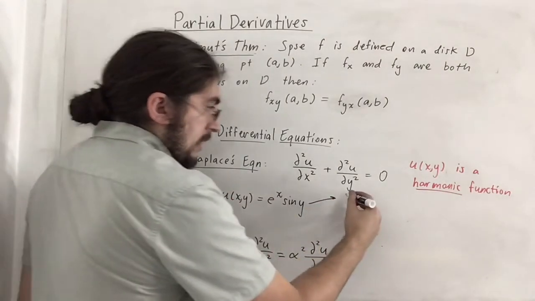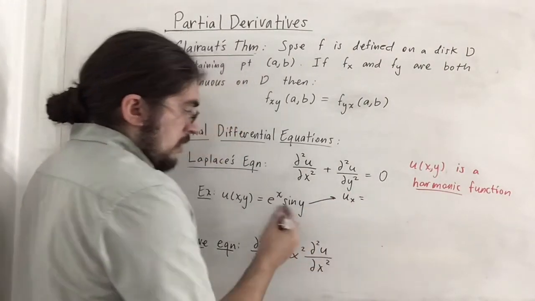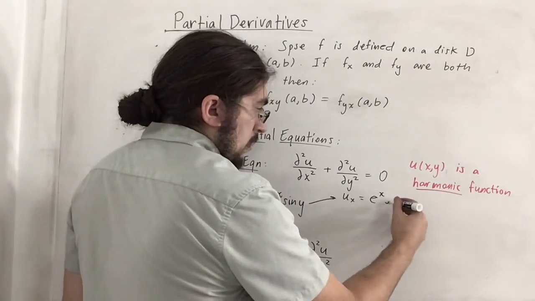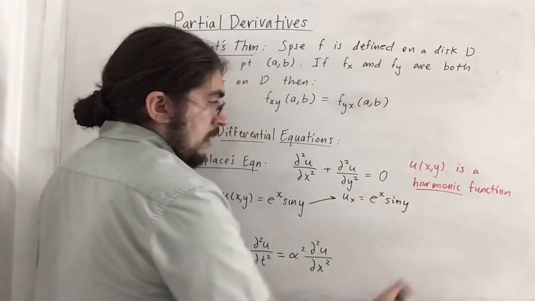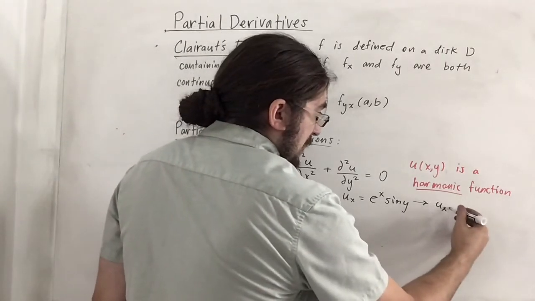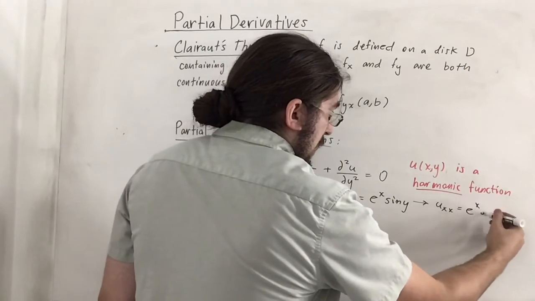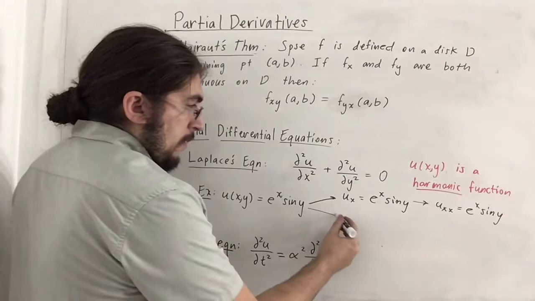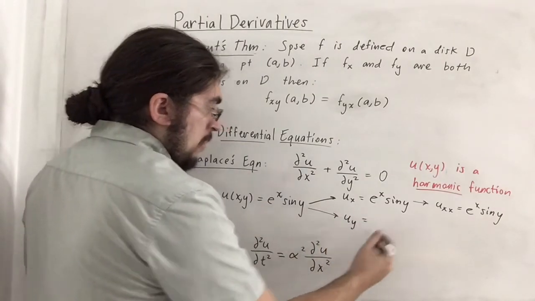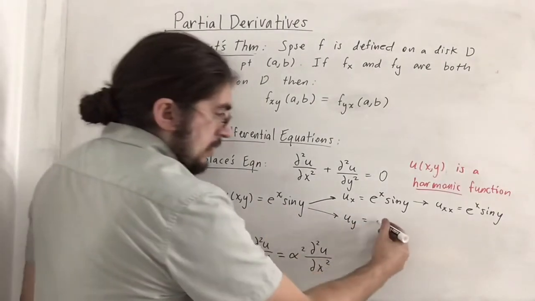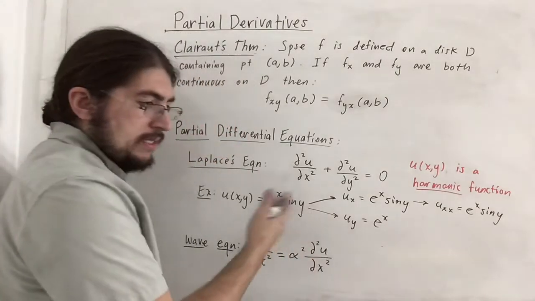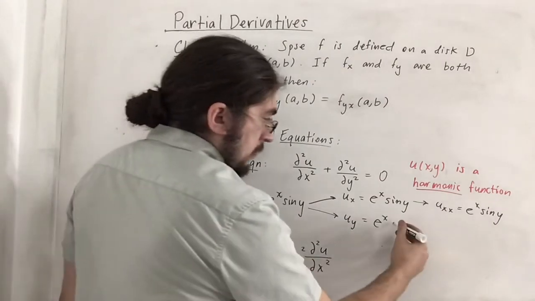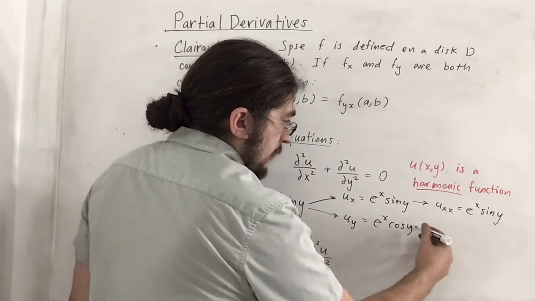So let's take uxx. So ux is going to be the derivative of e to the x, itself. Sine of y is a constant with respect to x. So then that means uxx is again e to the x sine of y. So that wasn't too bad. But what about uyy? Well, uy, here e to the x is a constant, so that comes out for free because it's a constant multiple. The derivative of sine of y is cosine of y with respect to y.